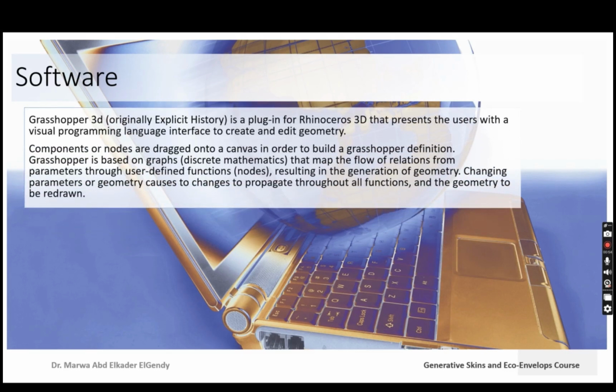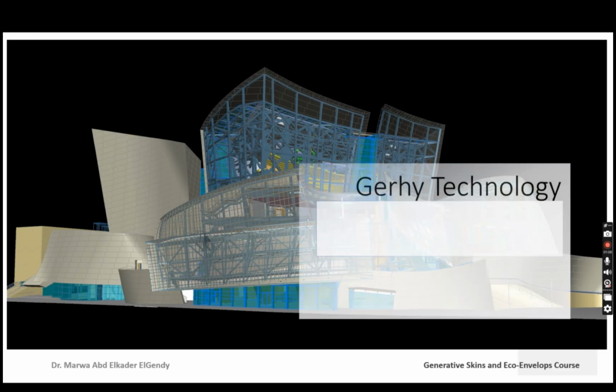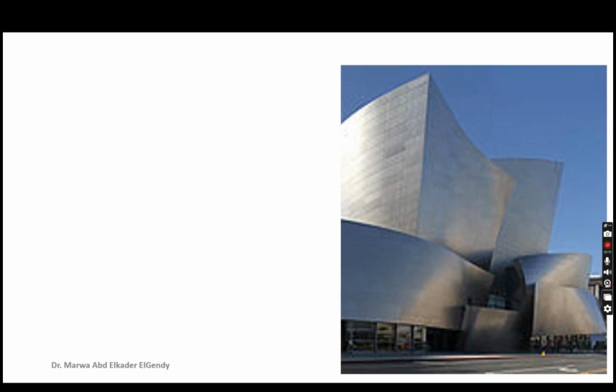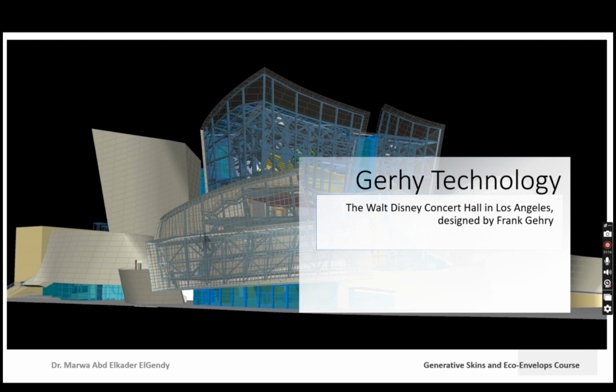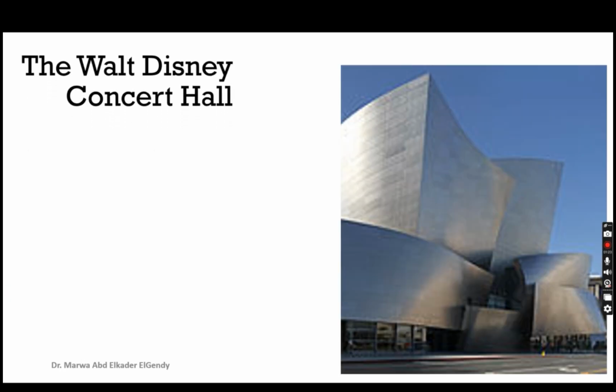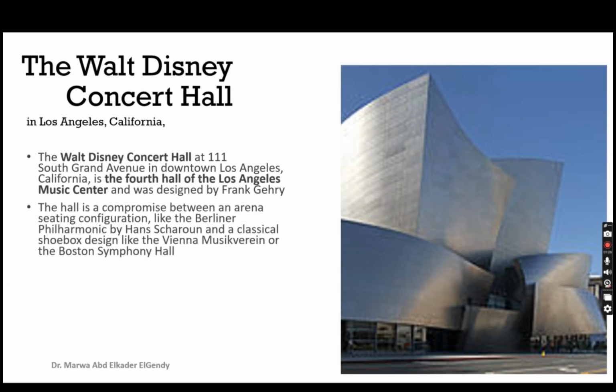Grasshopper 3D and Rhino 3D are the programs that we are going to talk about today in our workshop, and how to use mathematics in Grasshopper and get your final design and geometry. Gehry Technologies is a very special technology. We will take an example from Frank Gehry's work, the Walt Disney Concert Hall in Los Angeles, California. You will find his work is very special, using free form structure.